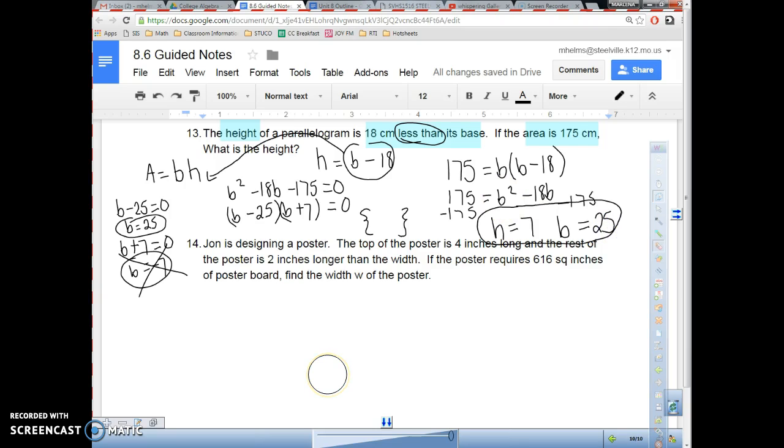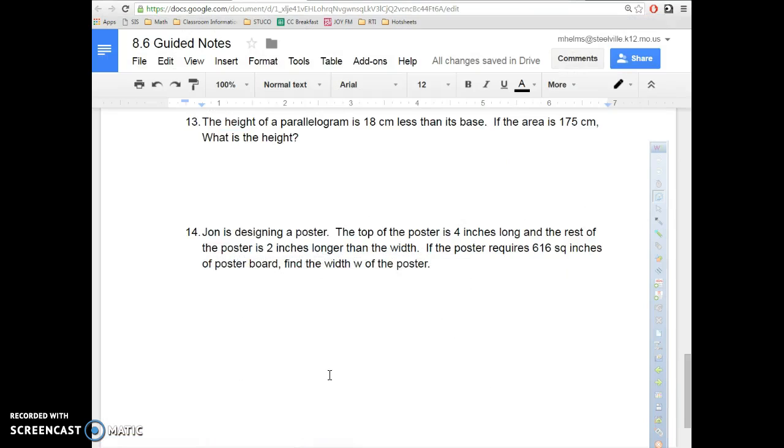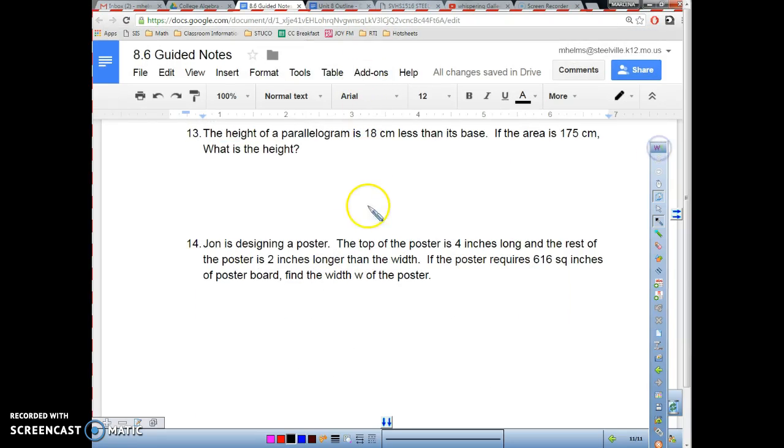Okay, so what I want you to do is pause the video, read number 14, and then we're going to talk about number 14 once you have finished. So hopefully you've underlined everything that was important in 14, and you are ready to work it. So what they describe here is a poster, and then at the top, first of all, don't judge my drawing here. I'm not the best artist.